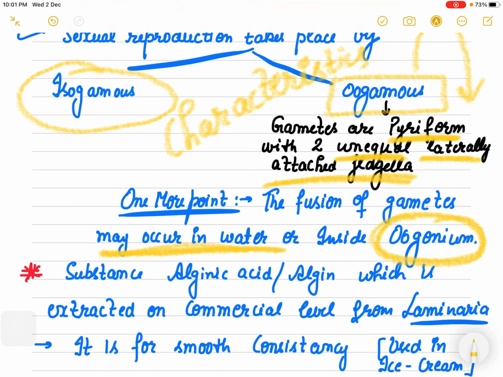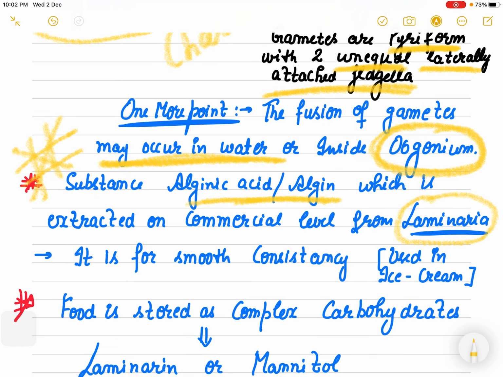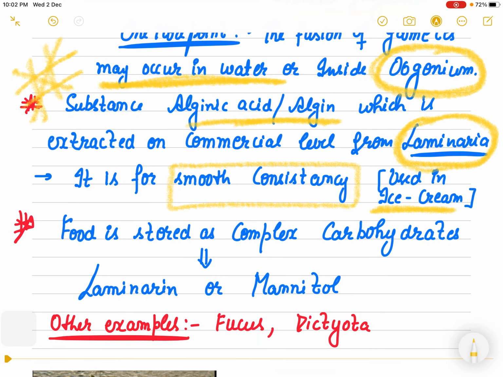The substances which are important for you in the brown algae, like algin or alginic acid, are extracted from Laminaria and they are used in ice cream. Everybody has eaten ice cream. The consistency of ice cream is a very smooth texture. So in the market, the ice cream you get uses Laminaria. Laminaria is used at various levels for making ice cream a smooth texture.